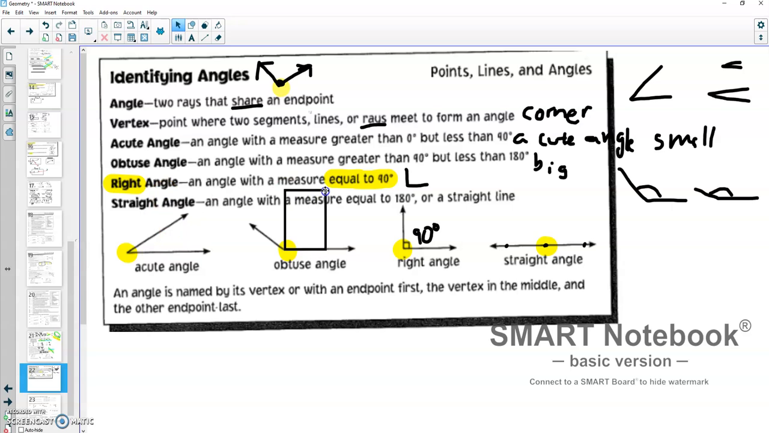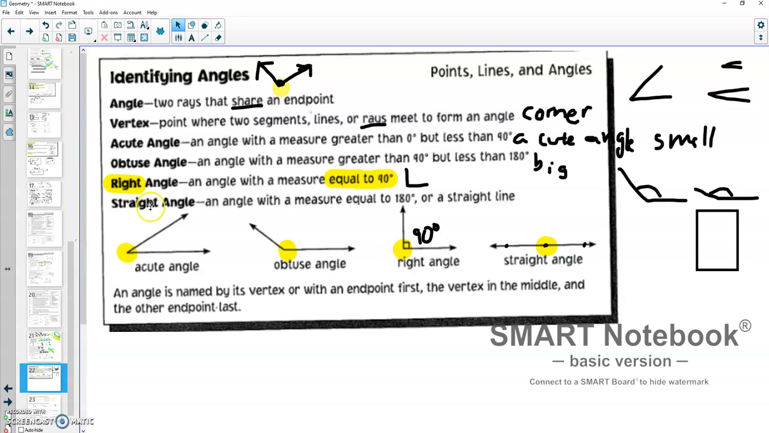If I bring it over to this vertex corner, I can see the angle is wider than 90. It's bigger, it goes past the corner. Okay? So that's obtuse. If I bring it to the right angle, you see how it measures perfectly? So right angle is right angle. 90 degrees, 90 degrees. Okay.